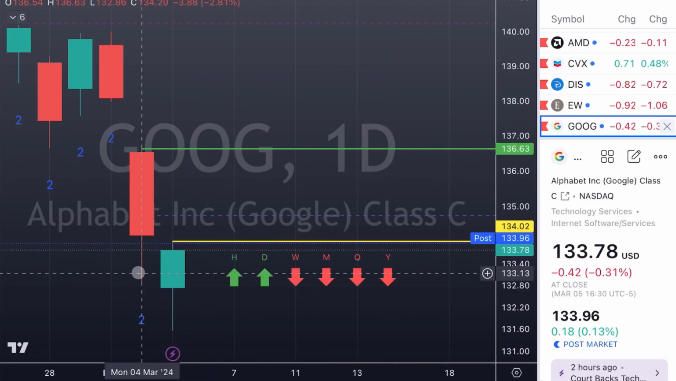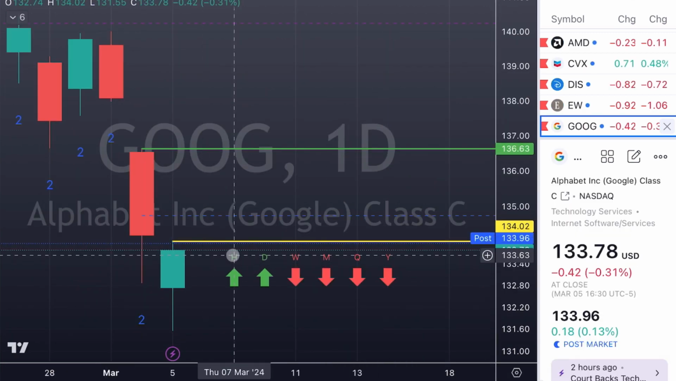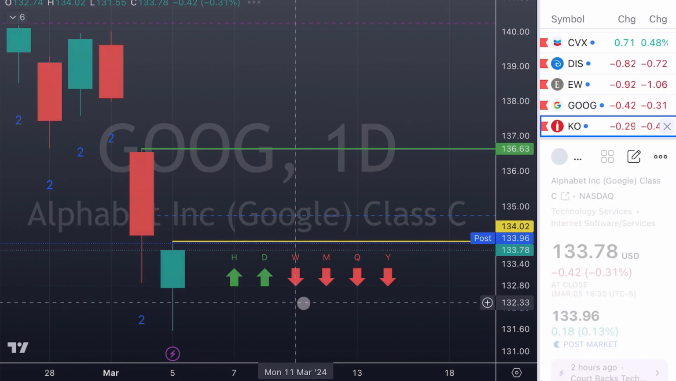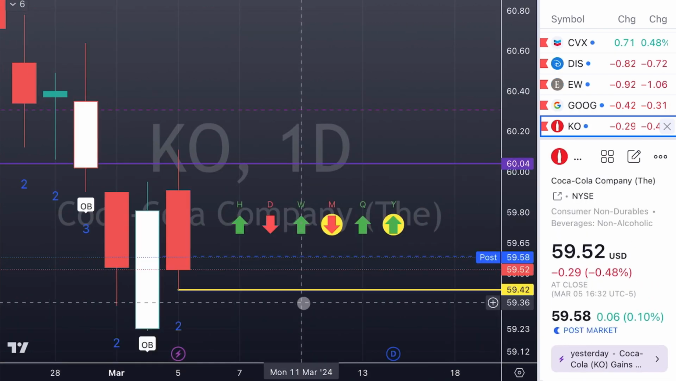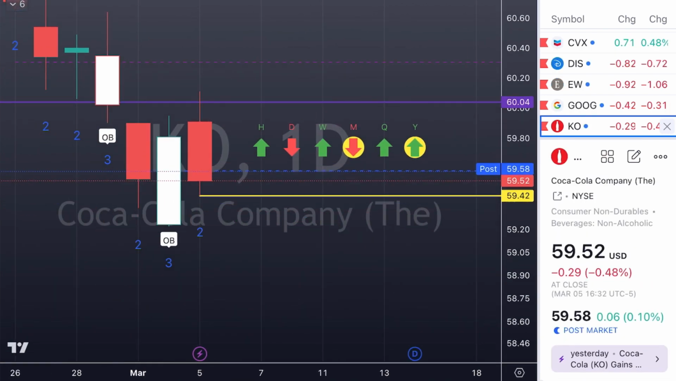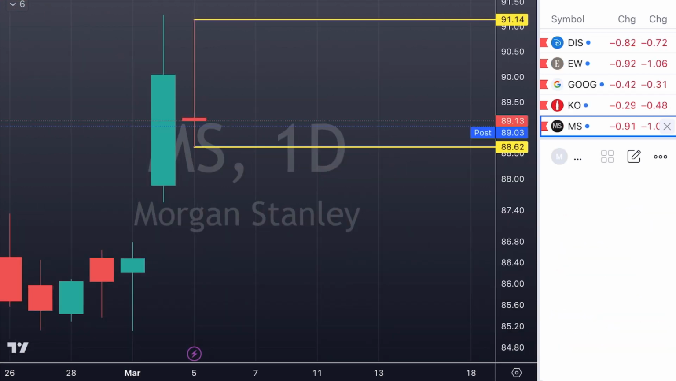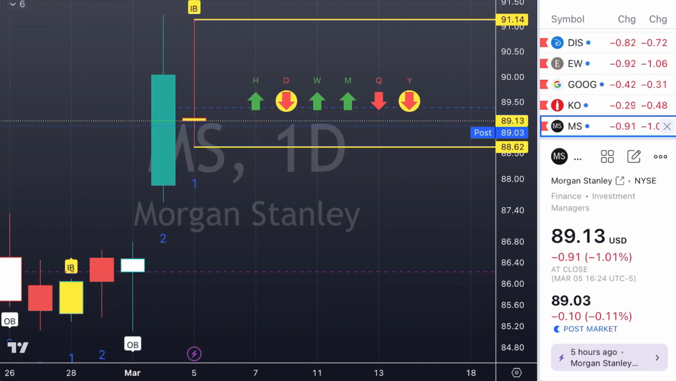We look at Google, 2 down, finish green. We'll see if we can push this thing back up. 134.02 we're looking at for calls or common shares. Coca-Cola, 2 up, finished red. Sellers are bringing it back. We're going to look for puts on Coke at 59.42. First target, 59.22. Morgan Stanley, inside bar, shooter candle.